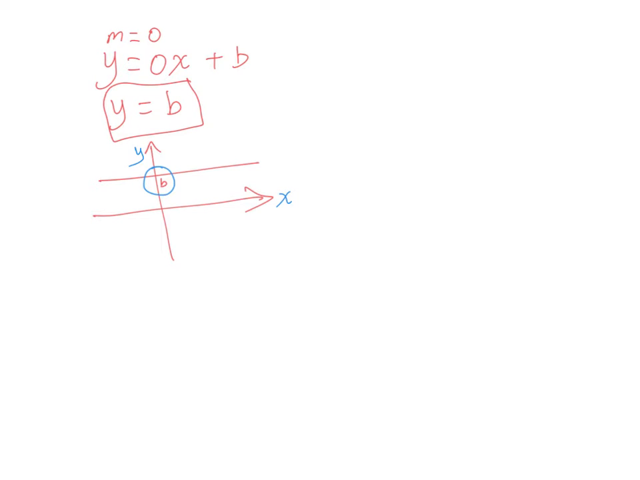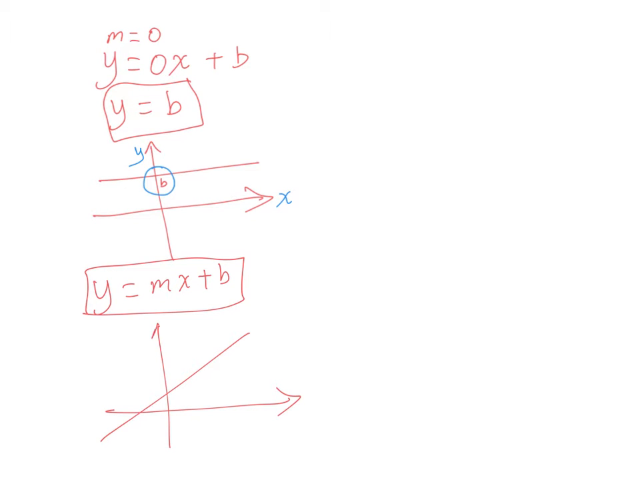Now if the slope is positive, you'll get a line like this. Let's draw it on this. This is for positive slope, m is greater than 0. If it's negative, then we'll get this dotted line. And all of them cut at b.